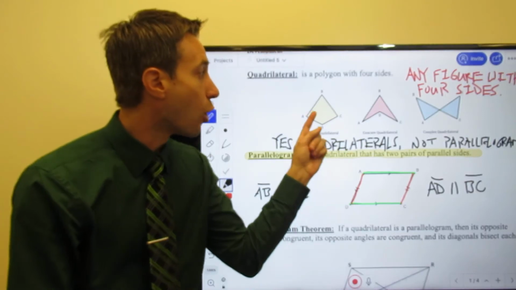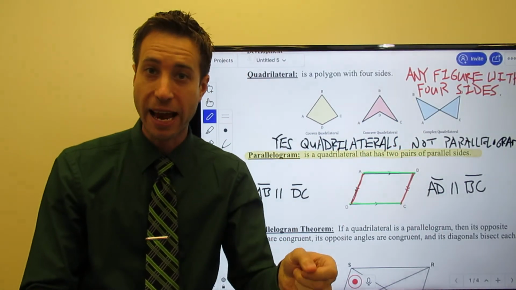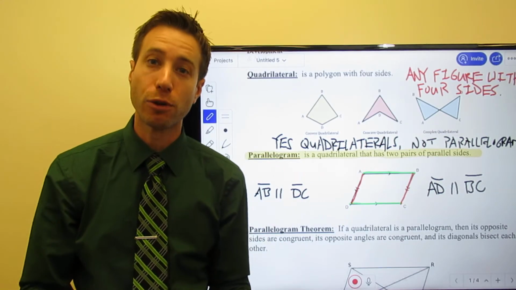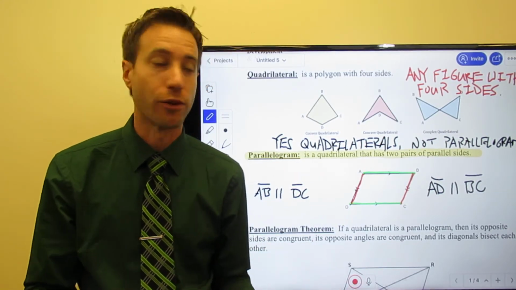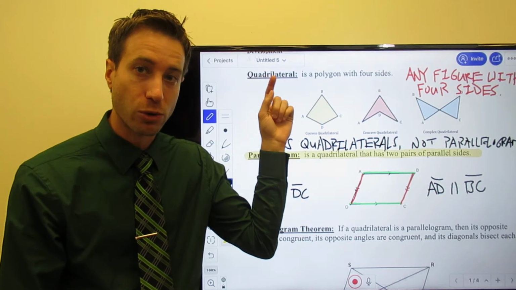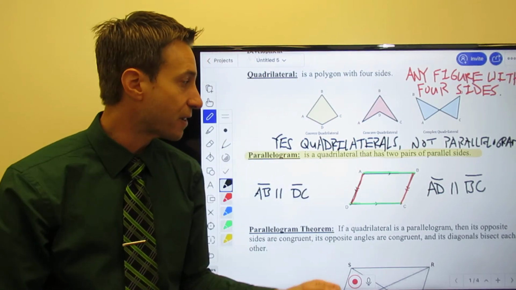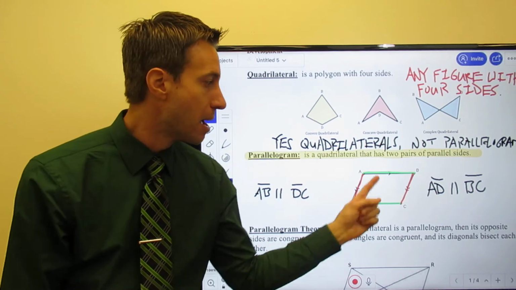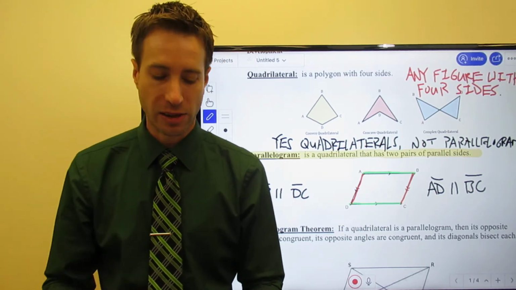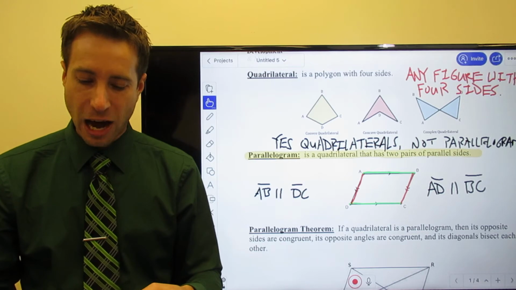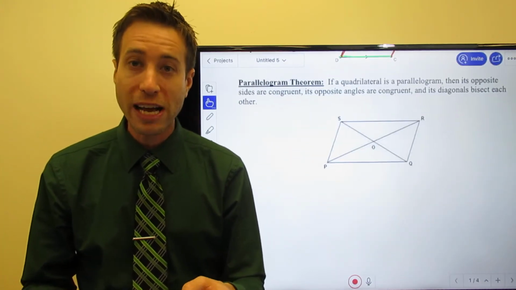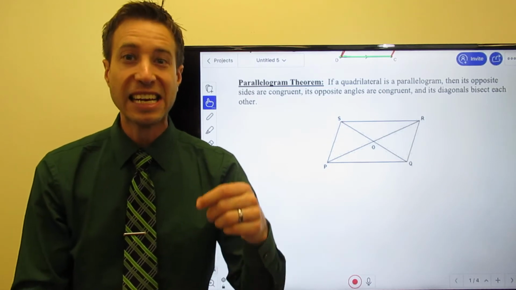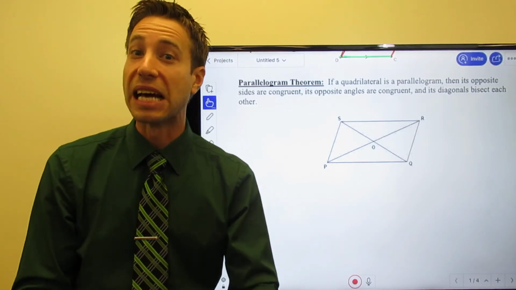Right? Because I don't have two pairs of parallel sides. They just have four sides, but none of those sides are parallel to another side, so these are just simply quadrilaterals. We're going to look specifically at a quadrilateral which we call a parallelogram because it has two pairs of parallel sides.